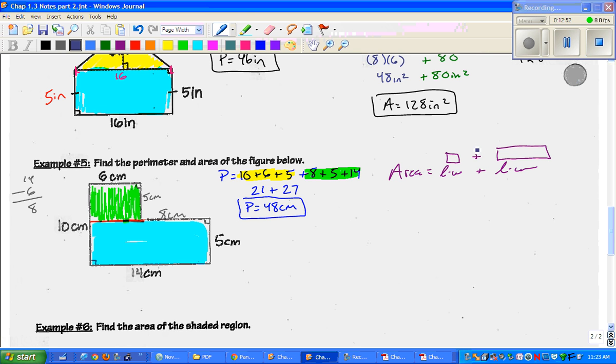So with the green rectangle first, 6 times 5 gives us 30. Now the blue one, we get 14 times 5. Using your multiplication charts, that gives us 70. Add them up, we get area equals 100 centimeters squared.